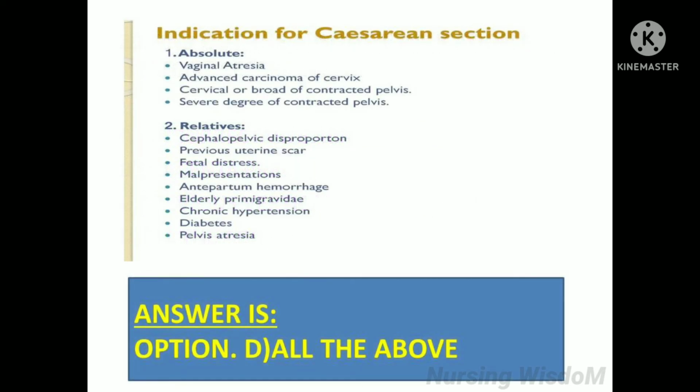Indications for cesarean section. Absolute indications are vaginal atresia, advanced carcinoma of cervix, cervical fibroid, contracted pelvis, severe degree of contracted pelvis. Relative indications are cephalopelvic disproportion, previous uterine scar, fetal distress, malpresentation, antepartum hemorrhage, elderly primigravida, chronic hypertension, diabetes and pelvic atresia. So here the answer is option D, all the above.